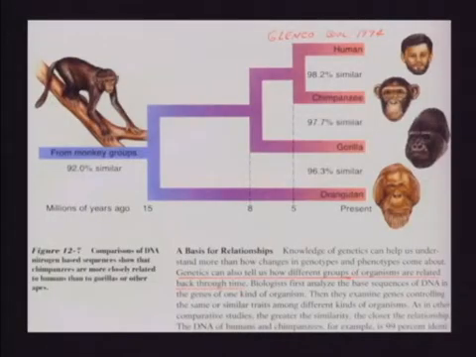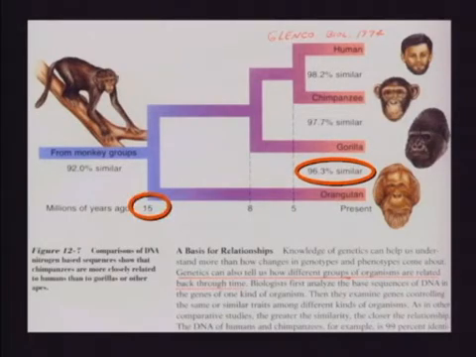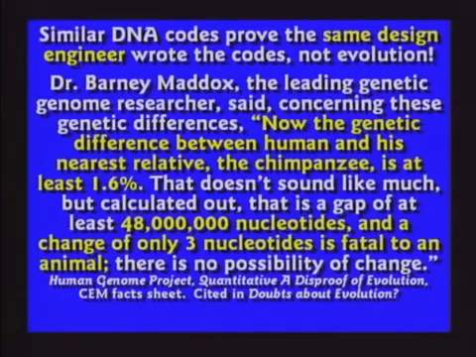Think about it. They tell the kids that the human and the chimpanzee are related. The human and the orangutan are 96% similar. That proves a common ancestor 15 million years ago. Well, this is baloney. Barney Maddox, the leading genome researcher, said the genetic difference between human and his nearest relative, the chimpanzee, is at least 1.6%. That doesn't sound like much, but calculated out, that's a gap of 48 million nucleotides, and a change of only 3 nucleotides is fatal to an animal. There is no possibility of change.